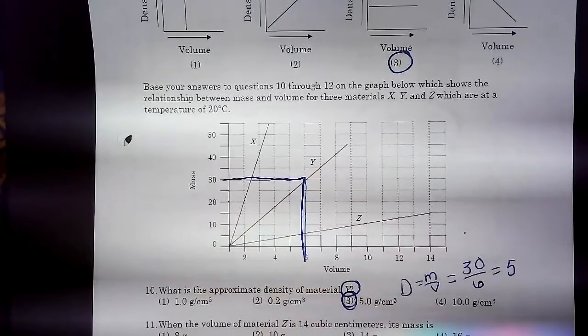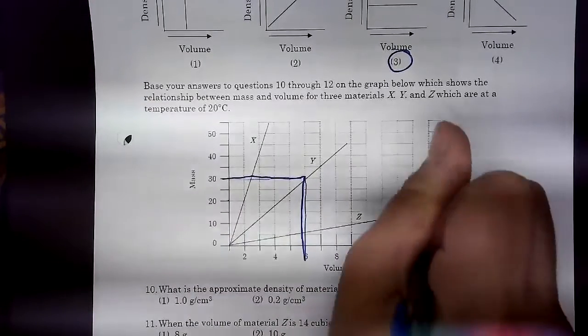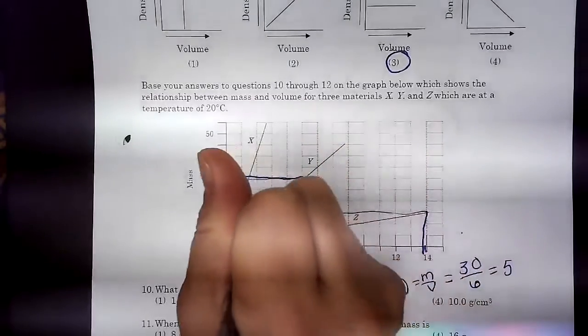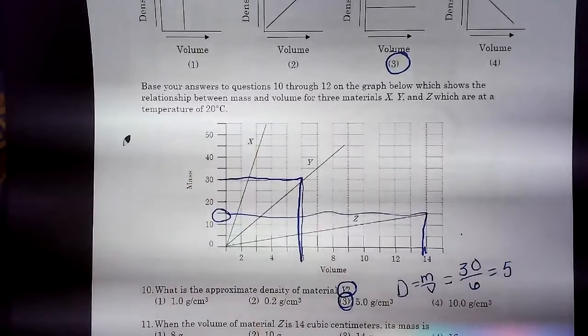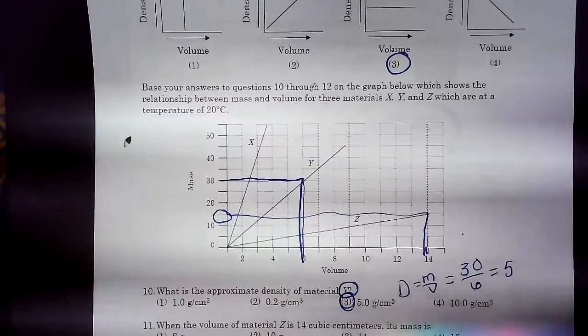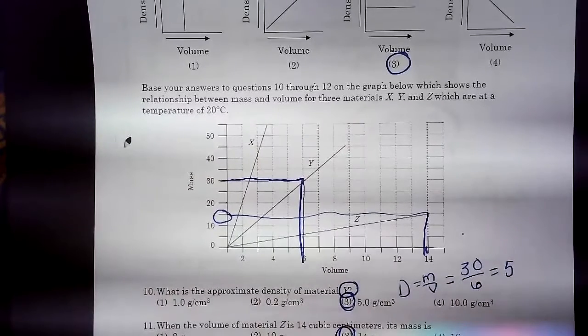And then for Z, it says when the volume of material Z is 14 cubic centimeters, its mass must be. So we just need to go to 14 cubic centimeters, go up till you hit the line for Z, read over, and I got halfway in between-ish, so I would have said it was 15. Apparently 15 is not the answer. So is it 15 or 16? Is the line at all above the 15 mark? No. So I'm going to go with it's 14.